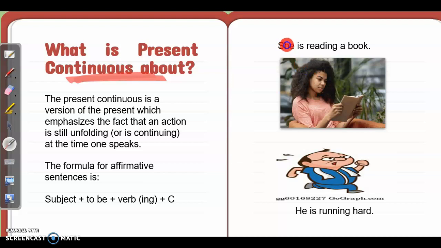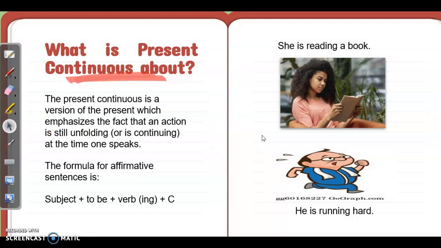Okay, so condition, Spanish, condición, subject, right? Auxiliary, verb to be, that is connected or that is used with the subject, verb in ing form, and the complement. Okay, she's reading a book. All right, so I have the subject plus verb to be plus verb in ing form plus the complement. Okay, so this is present continuous, right?